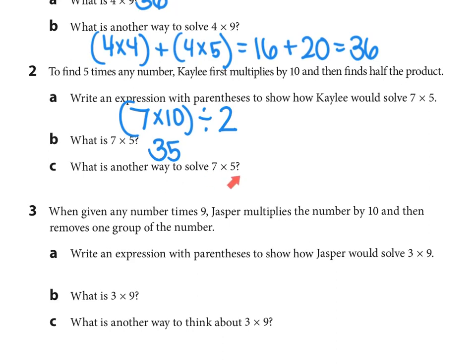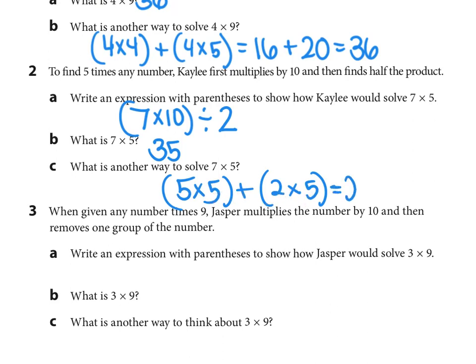What is another way we could solve 7 times 5 besides thinking about that 5 is half of 10? So again, we could break up this 7 and we can think 7 is the same as 5 plus 2. So we could do 5 times 5, add that to 2 times 5. So again, my thinking is that 7 I broke up to be 5 and 2, because I know 5 plus 2 equals 7. So I thought 5 times 5 plus 2 times 5.